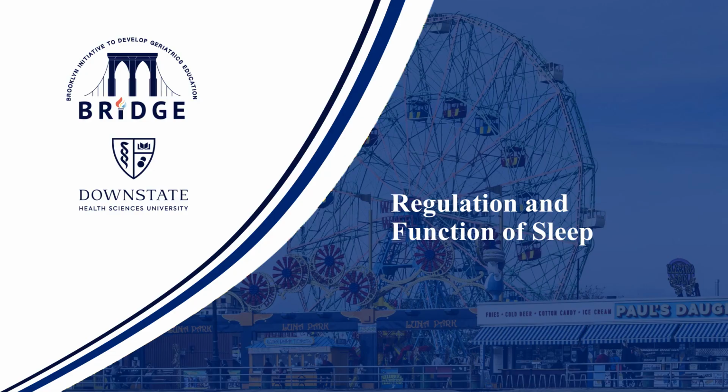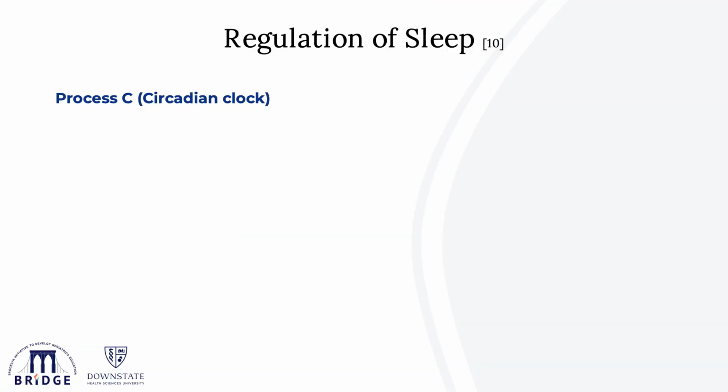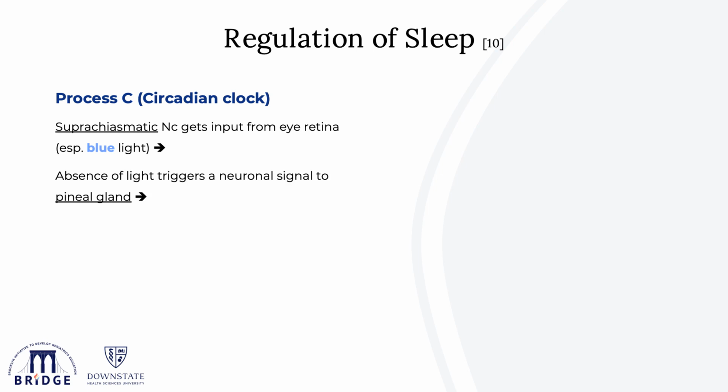So let's talk about the regulation of sleep and what it does for us. Sleep is regulated by two main processes, among others. The first one is called process C, which is short for circadian clock. It starts with the suprachiasmatic nucleus getting input from the eye retina, especially blue light. And then it signals the pineal gland when it does not perceive light from the retina.